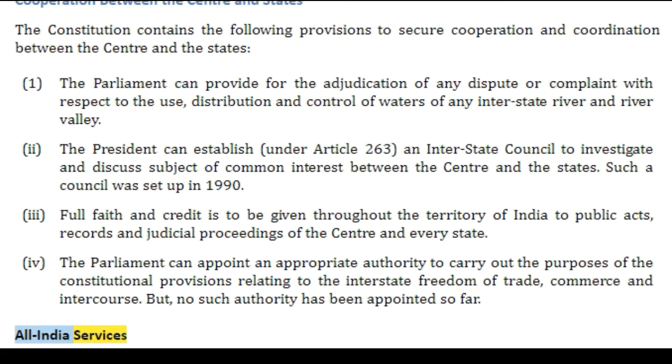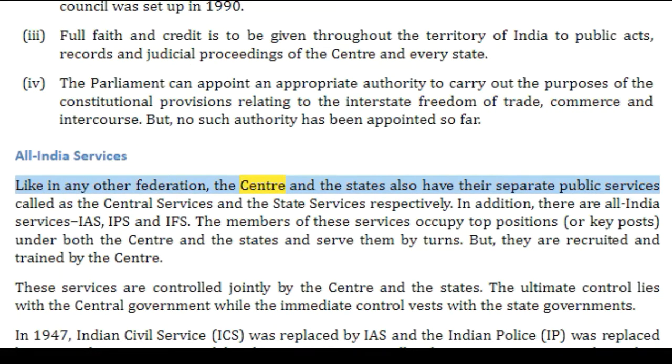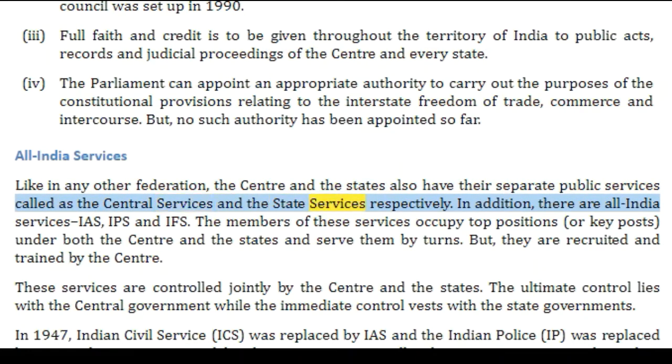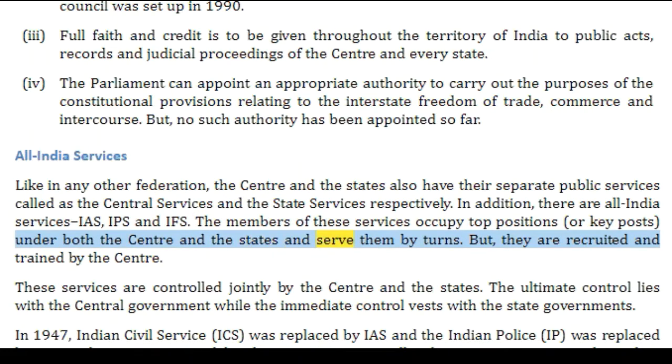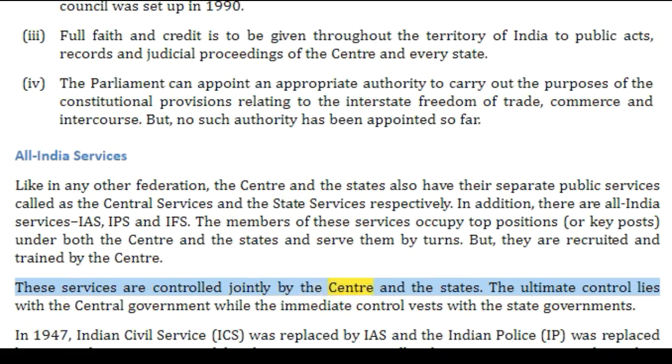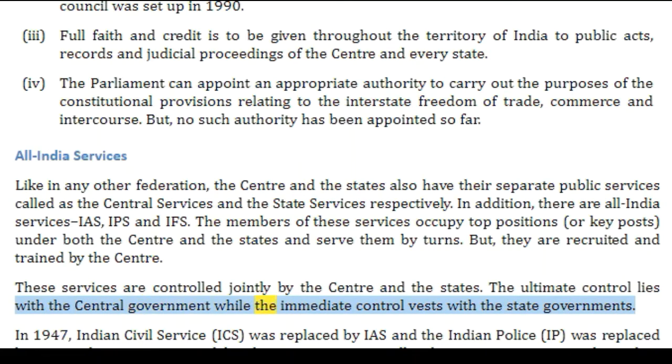All India Services. Like in any other federation, the center and the states also have their separate public services called the central services and the state services respectively. In addition, there are All India Services: IAS, IPS and IFS. The members of these services occupy top positions or key posts under both the center and the states and serve them by turns. But they are recruited and trained by the center. These services are controlled jointly by the center and the states. The ultimate control lies with the central government, while the immediate control vests with the state governments.